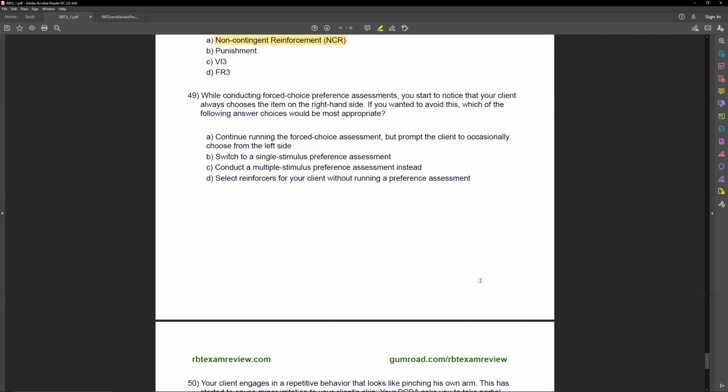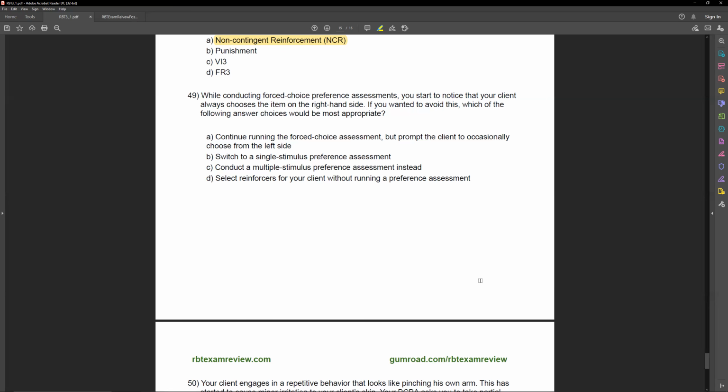What are we going to do? A, continue running the forced choice assessment, but prompt the client to occasionally choose from the left side. What's the problem here? Well, you're running a preference assessment. If you're prompting them to choose items, are you really gauging the preference? No. So A is incorrect. B, switch to a single stimulus preference assessment. Sure. If you just present one item at a time to them, that eliminates the opportunity to choose just one item per side.